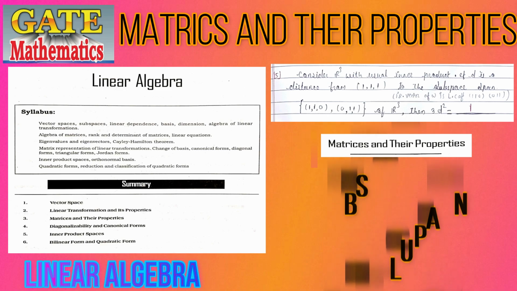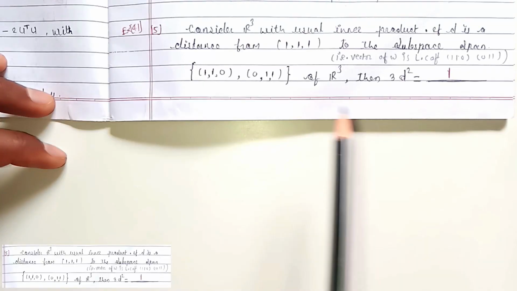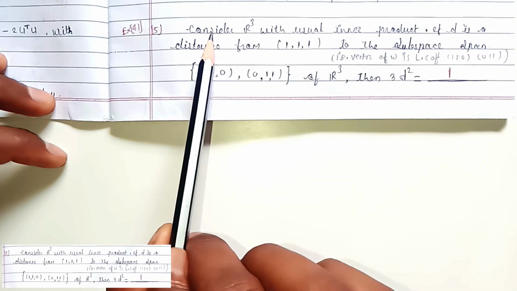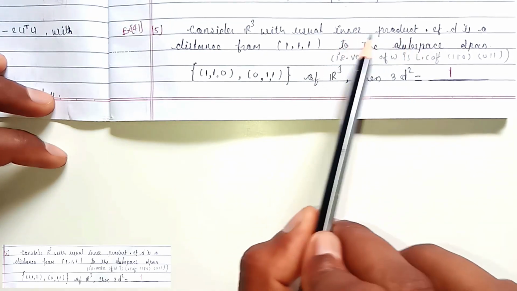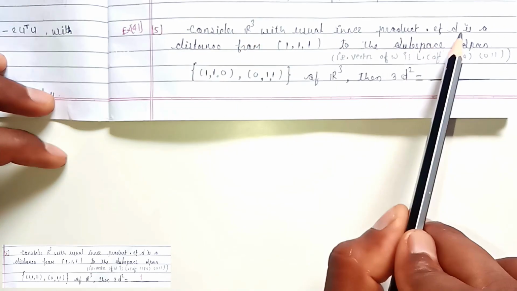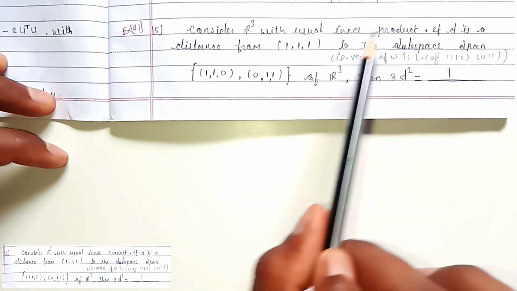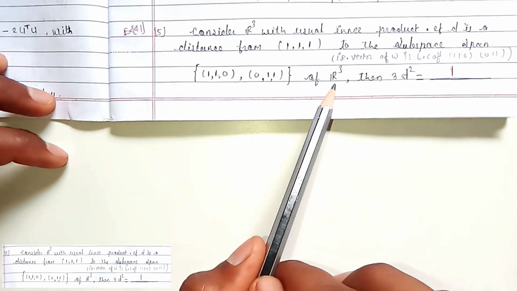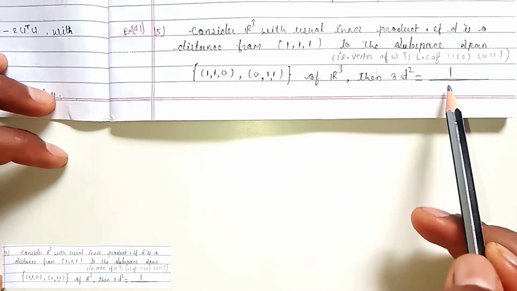I will first explain the question and then we'll go for a detailed understanding of the solution. In our question, R3 is given. Consider R3 with the usual inner product. If d is the distance between (1,1,1) and the subspace spanned by the vectors v1, v2, which are (1,1,0) and (0,1,1) of R3, then we want the value of 3d square. We have to fill this blank.